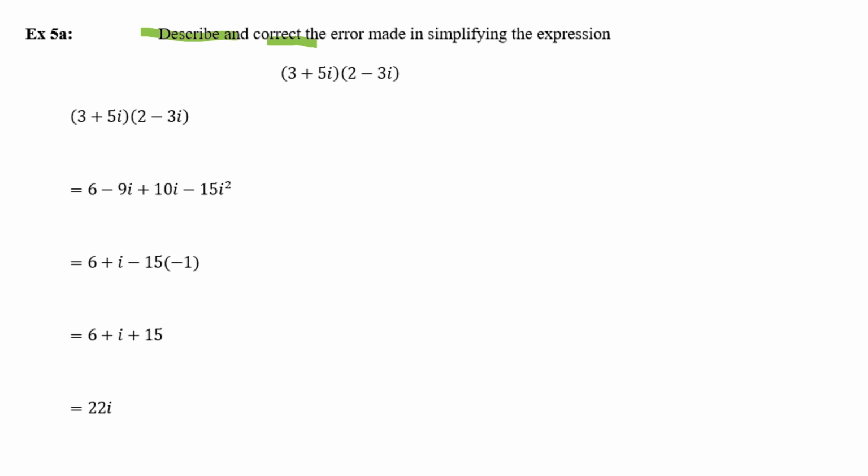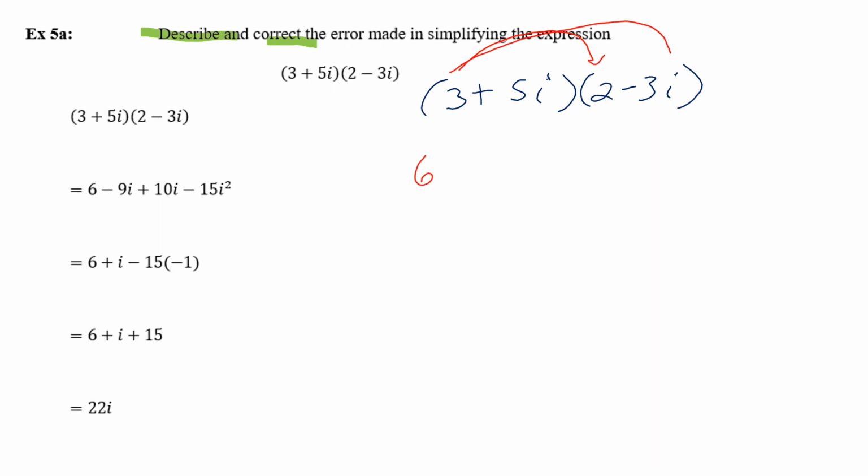Alright, so we're going to take the same expression that they used, 3 plus 5i times 2 minus 3i, work it out ourselves and see where things went wrong. Okay, so first step, taking 3 times 2, it's going to give me 6. 3 times a minus 3i will give me a minus 9i. So if you look to the left, looks like we're good so far.